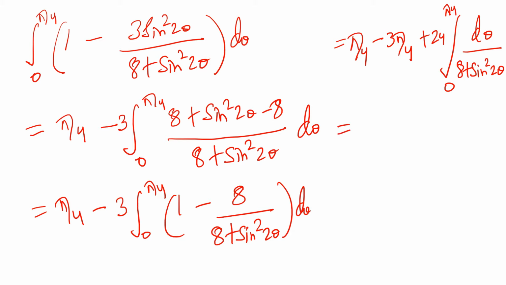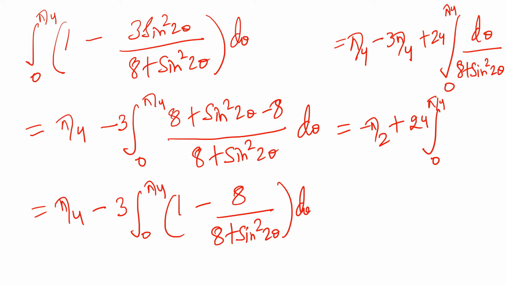Now I'm doing a little bit of calculations. Pi by 4 minus 3 pi by 4 will become minus 2 pi by 4, which is minus pi by 2, plus 24 into integral 0 to pi by 4. To integrate this expression, I'm using the formula sine 2 theta equal to 2 tan theta upon 1 plus tan square theta. Fine.